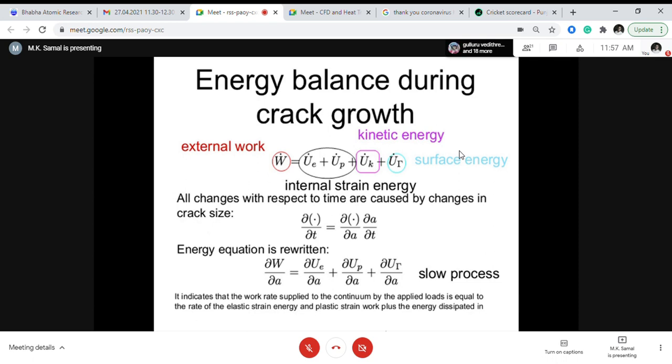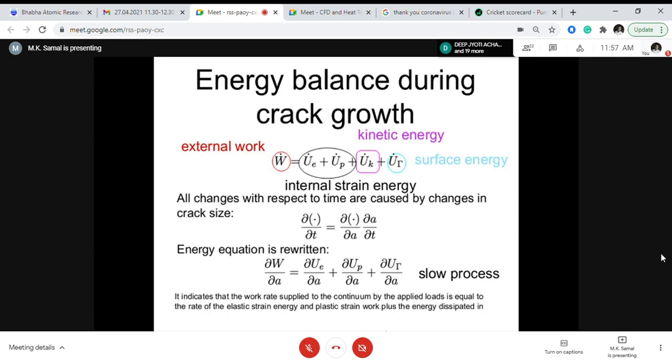So that means, what is energy release rate? Suppose there is a crack in your body and you are giving some energy. How are you giving the energy? You are applying some load or applying some displacement. You are stretching the body. Then the energy that you are giving, where is it going? Suppose you are applying it very slowly, so kinetic energy is negligible, almost zero. So it is going as a potential energy into the body. That means it is getting stored as strain energy.